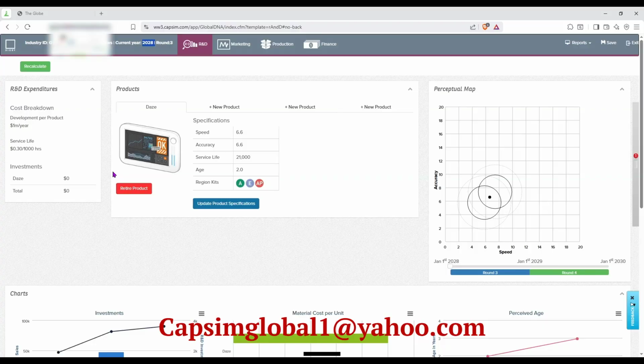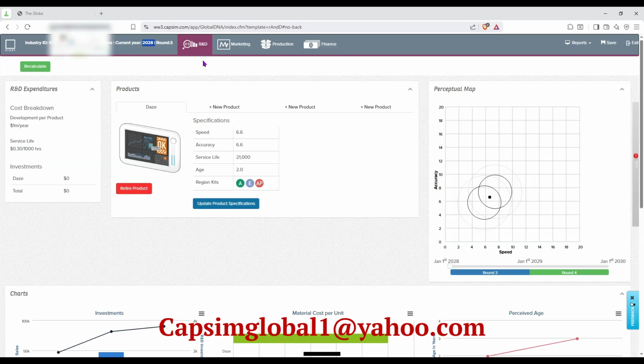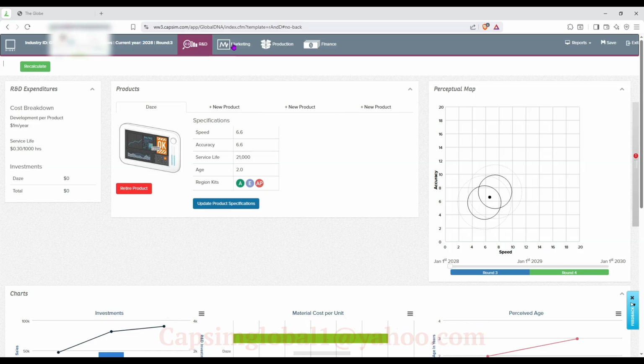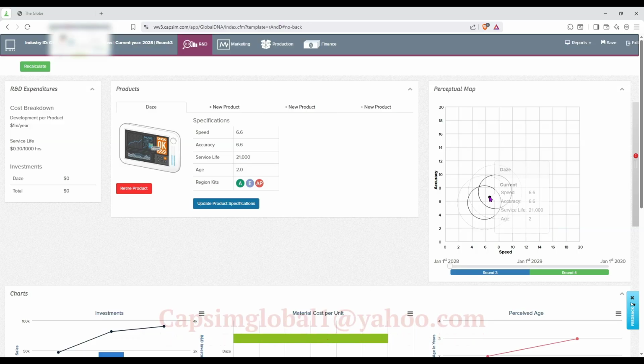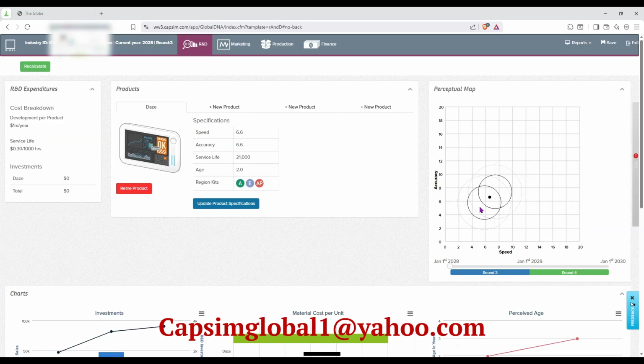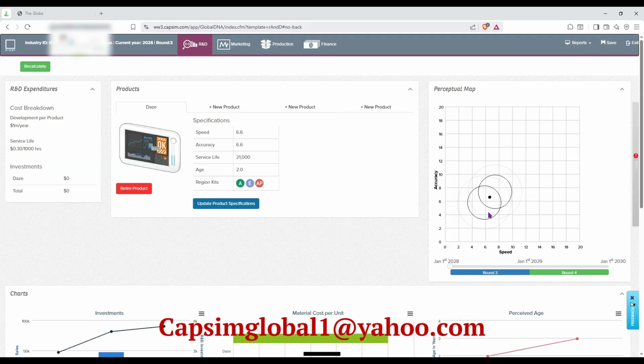So we normally have 4 departments in the Capsim Global DNA: R&D, marketing, production, and lastly finance. So we shall start with the first one, which is R&D. Remember that we are making decisions step by step together. So our product Des, as I said earlier, is selling in both segments. That's why you can see its positioning on the perception map. It's in the middle of the 2 segments in the perception map.